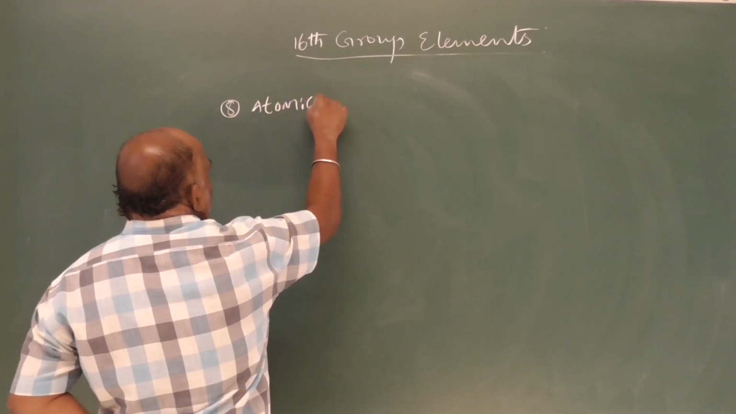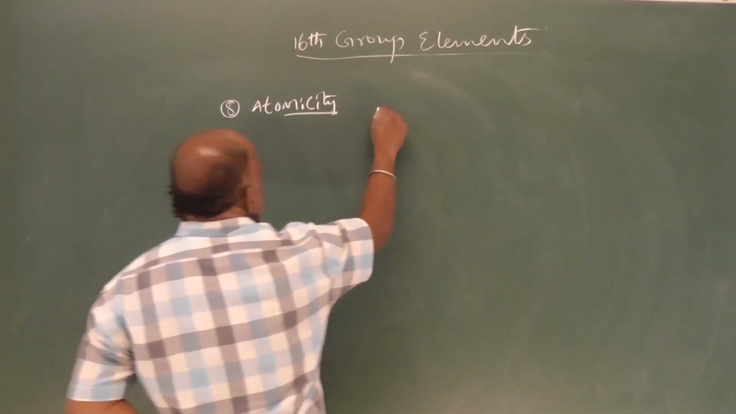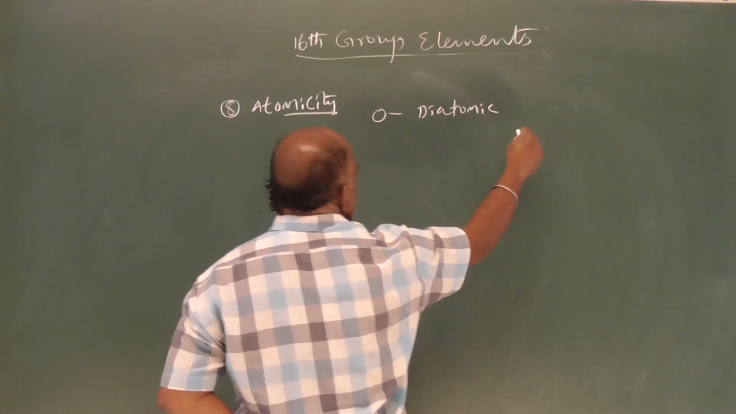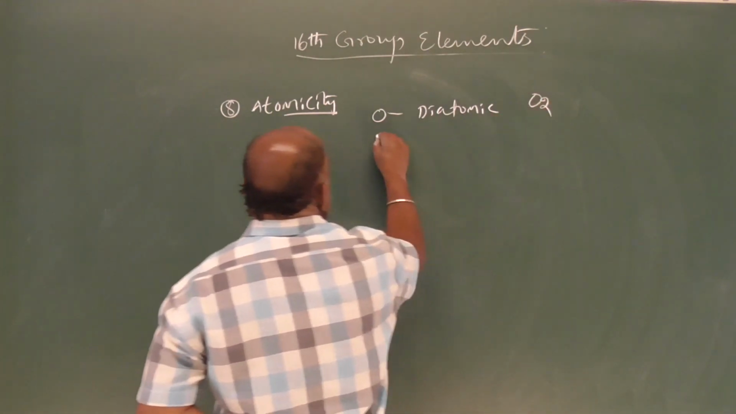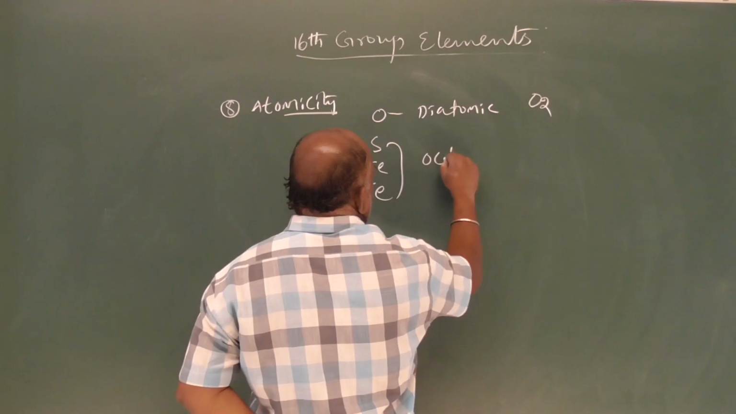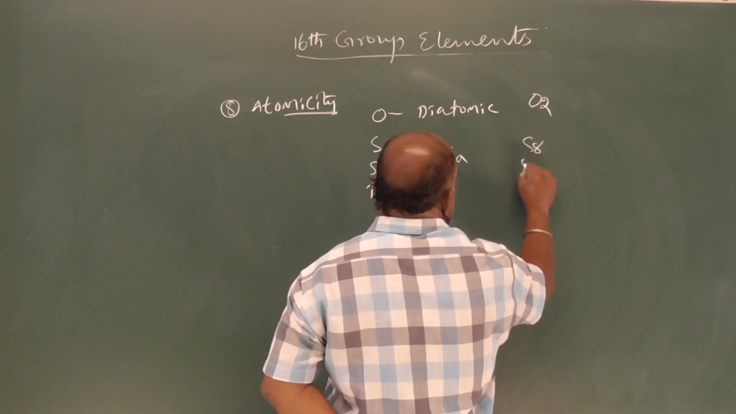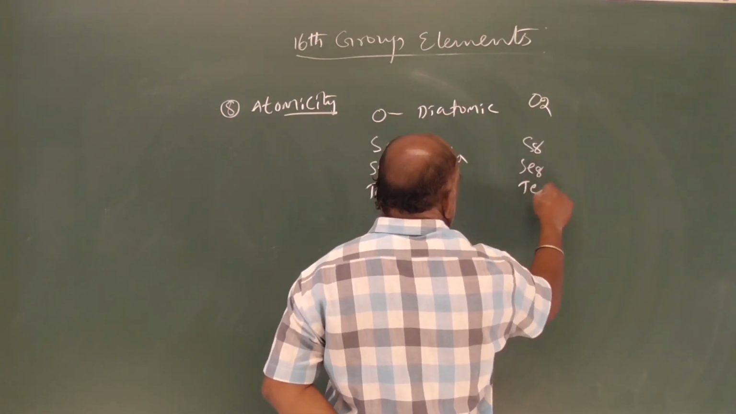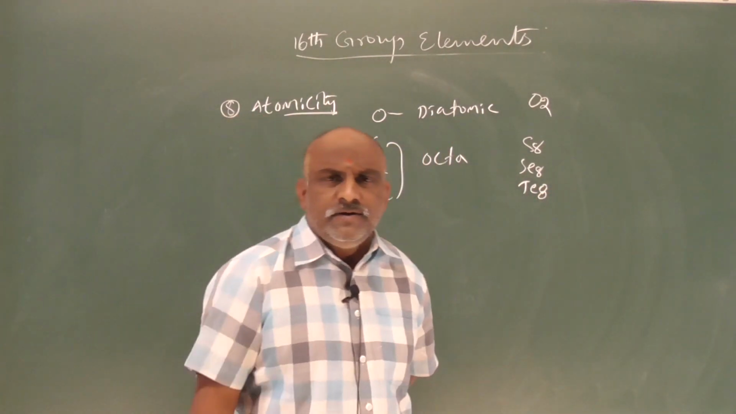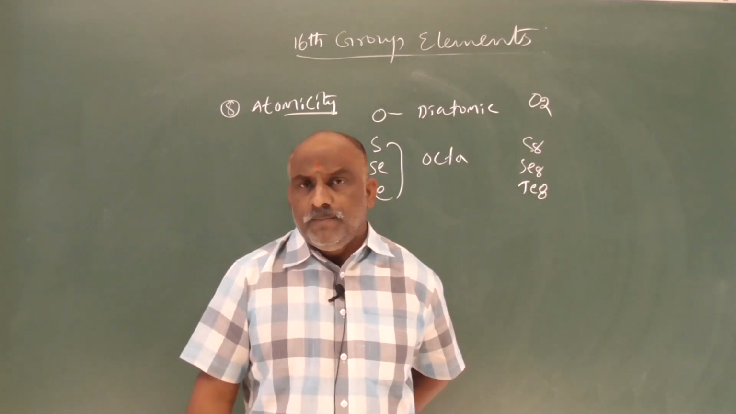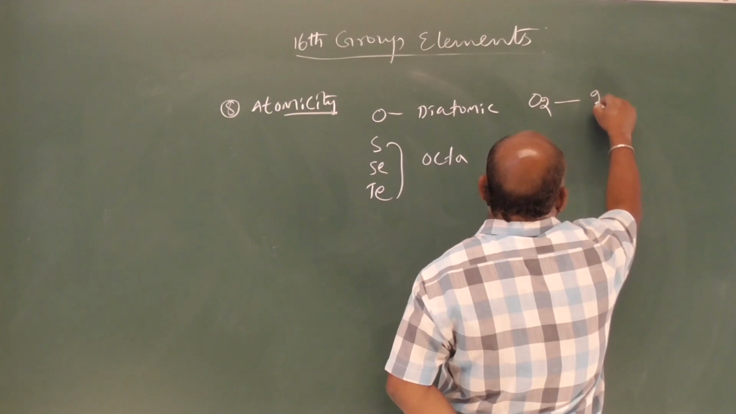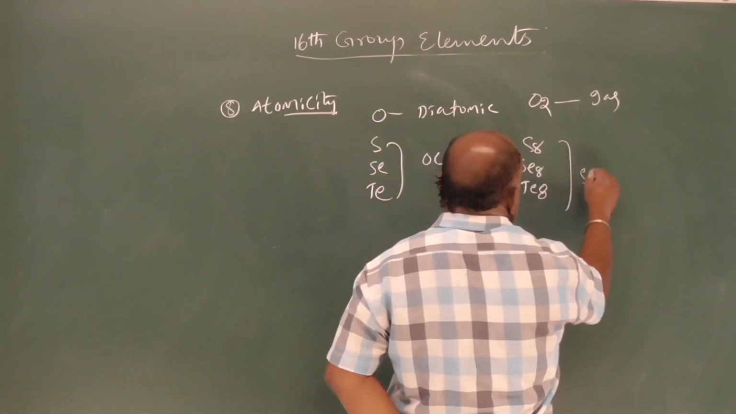Atomicity: oxygen is diatomic, we should write O2. Sulfur, selenium, tellurium are octaatomic: S8, Se8, Te8. Polonium is a radioactive element, so we simply write Po. At room temperature, oxygen is a gas and all the remaining are solids.